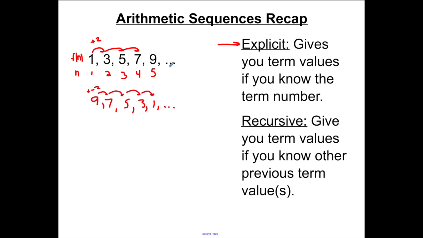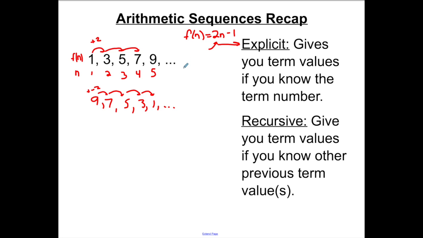What we found is that the explicit rules resembled a linear function. For this one, it would be f of n equals 2n minus 1. And this, as you see, is like a linear function where the common difference, this is called the common difference of 2, is represented on the graph maybe by the slope. If this is slope-intercept form, the slope is that common difference.